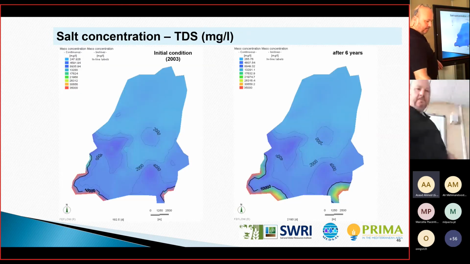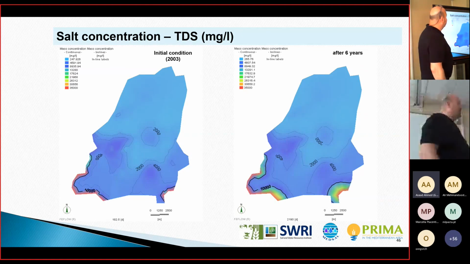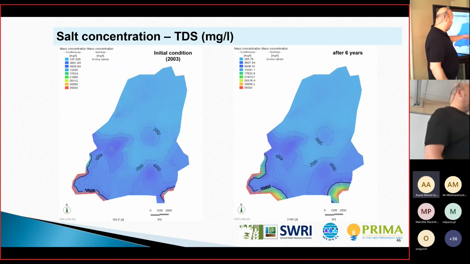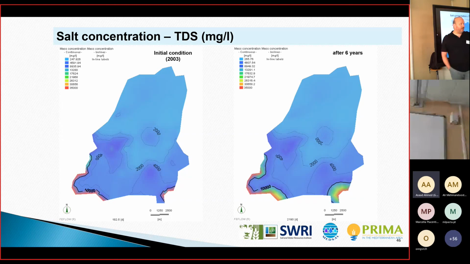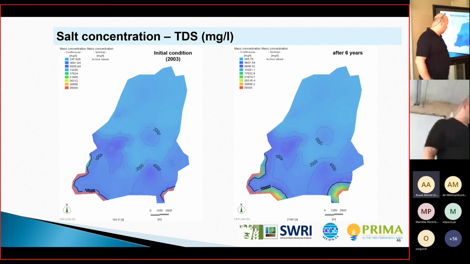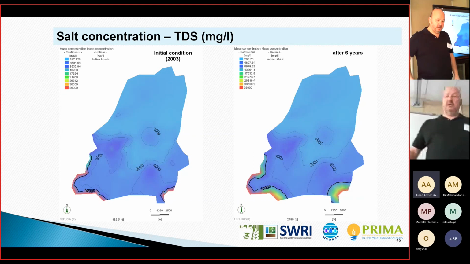Okay. So we ran the model, and here we can see the salinity distribution after 6 years at the right, and how it was at the initial condition. If we take, for example, this line of 10,000 milligrams per liter, we see that after 6 years, it is almost 2 kilometers from the coastline, instead of 200 meters as it was in the initial condition.